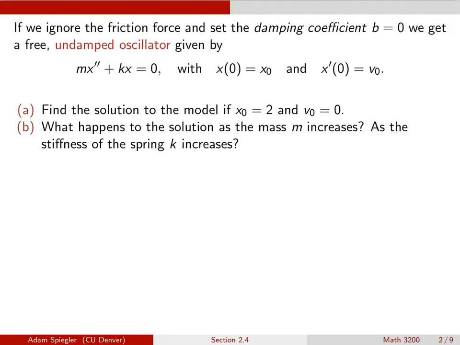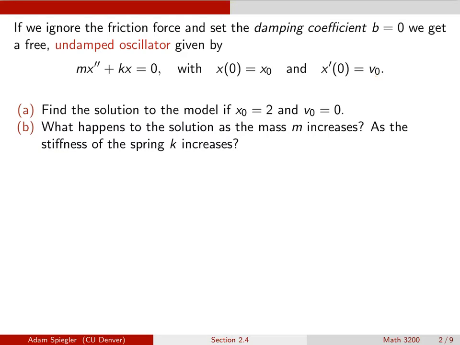And so now the only force that's being exerted on that mass is the force due to the spring itself. So now the differential equation is mx double prime plus kx is equal to 0. And let's say we've got some initial conditions. X0 would be my initial position. So at time 0, how far to the left or to the right has the mass been moved from its equilibrium position? And x prime of 0 would be the velocity at time 0.